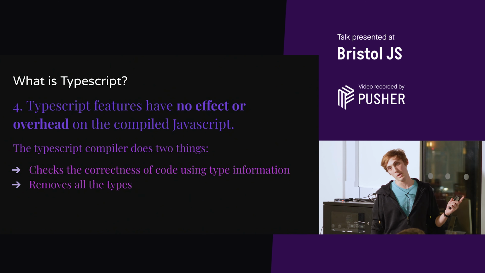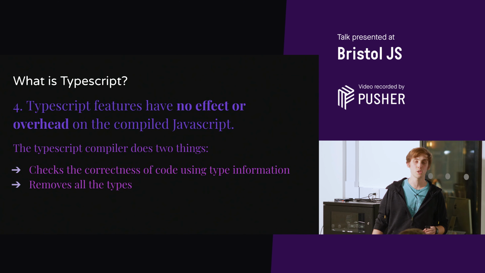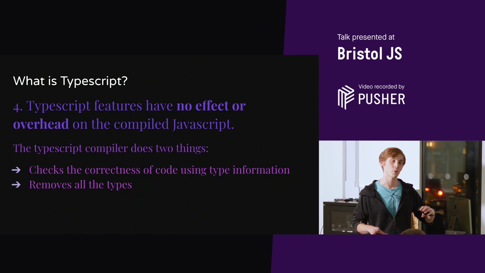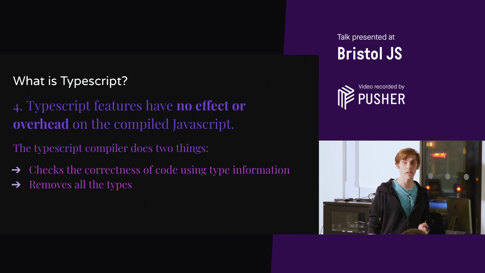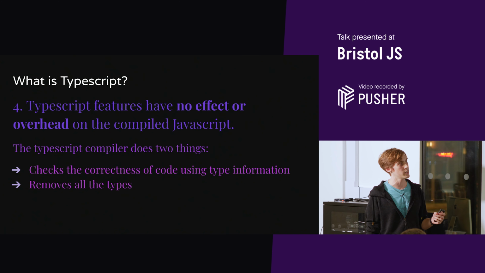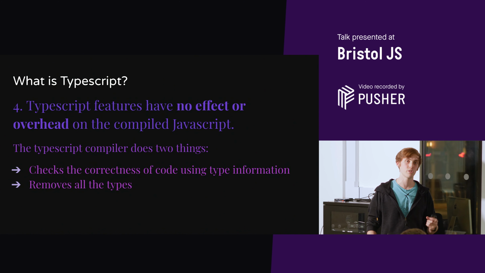The other thing about it is it has no effect on your JavaScript. If you convert your project from JavaScript to TypeScript, the code you have online will be nearly, if not entirely, identical. There's really nothing left once it's compiled. So the compiler basically checks that your types make sense, that all your code works correctly, and then it just removes all of TypeScript. That's the compilation process: deleting TypeScript.